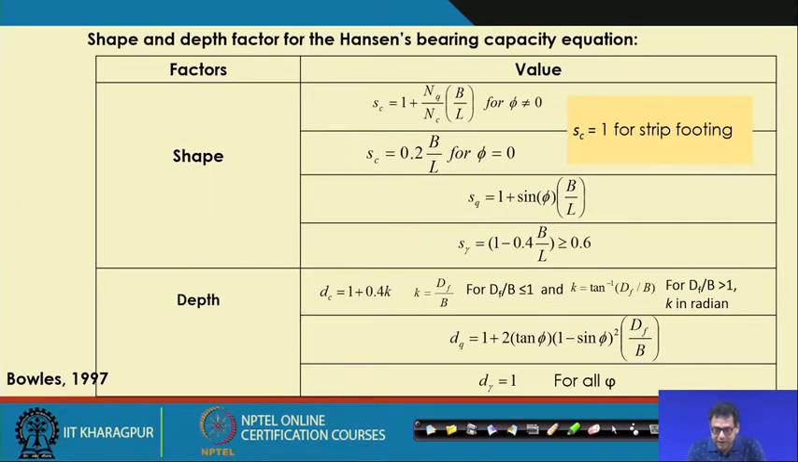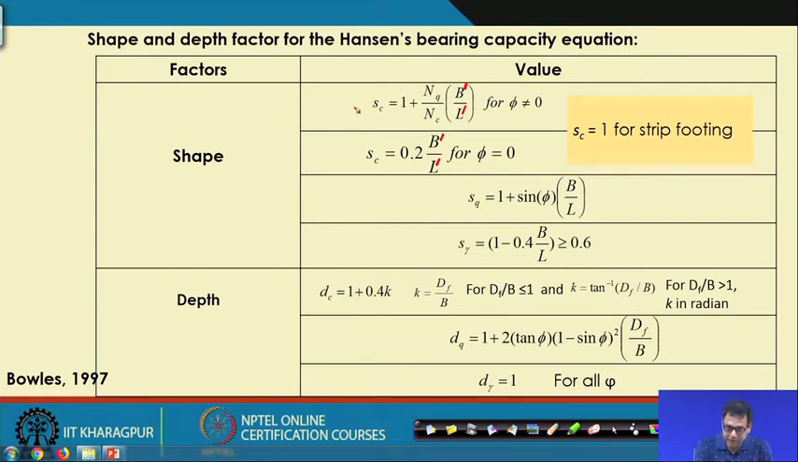So, if you see this factor Sc, if phi not equal to 0, this is the Sc factor, which is a function of Nq by Nc, B by L. Here also, instead of B we have to use B dash and L dash, because L dash is here equal to L. So you will use B dash by L. If there is a both way, then you have to go for B dash and L dash. Similarly here also B dash, L dash, but this expression we will not use, because this is for phi equal to 0.